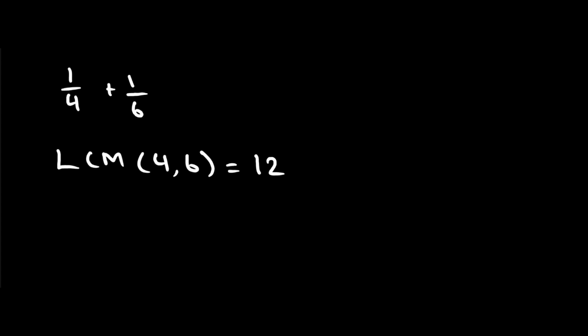Now watch carefully. Here we have 1 by 4. And to turn 4 into 12, we can multiply by 3. And whatever we multiply with the denominator, we should do the same with the numerator. So here we get 3 by 12.